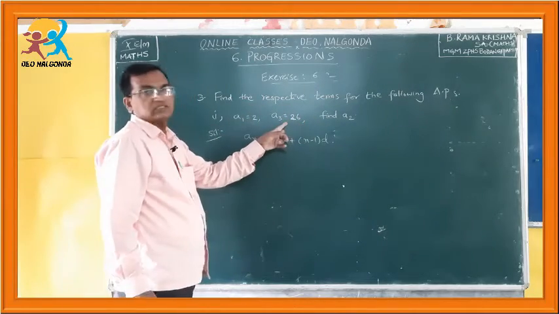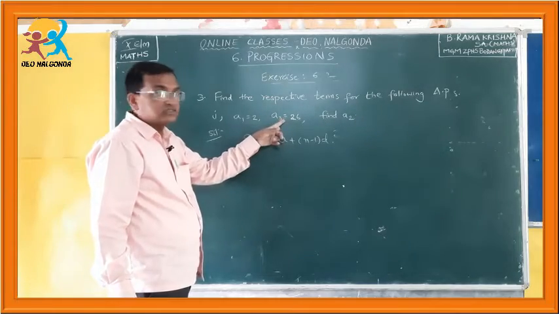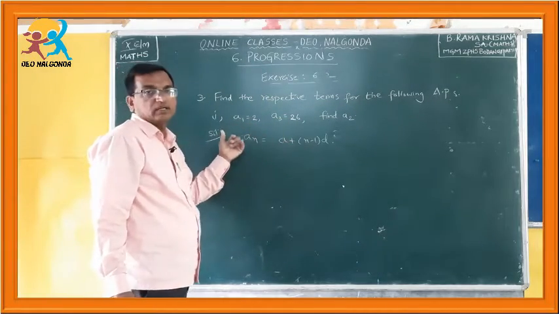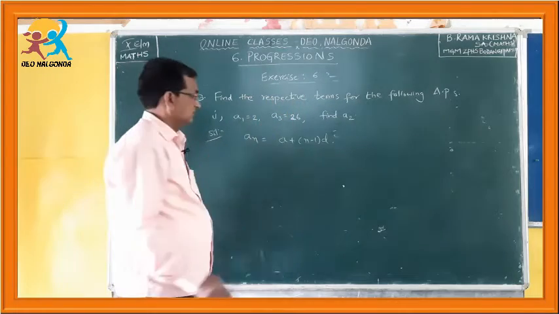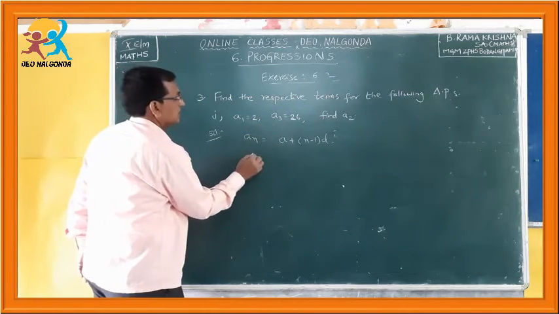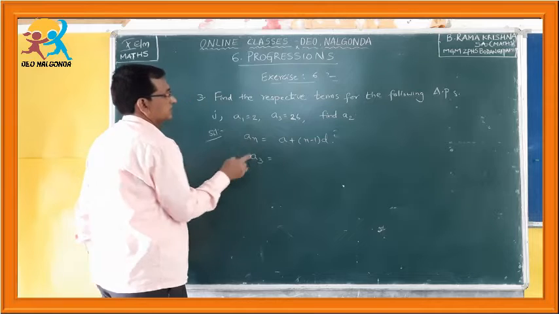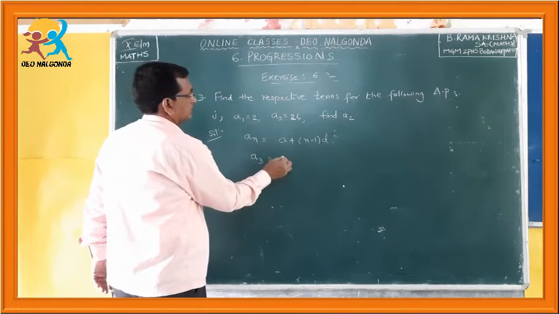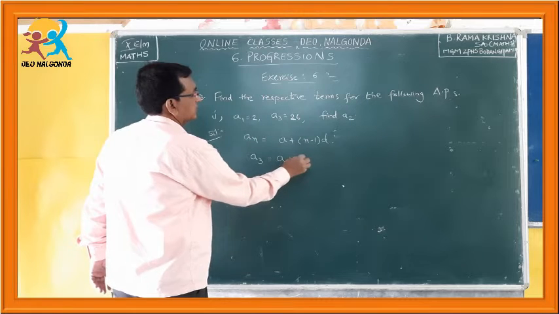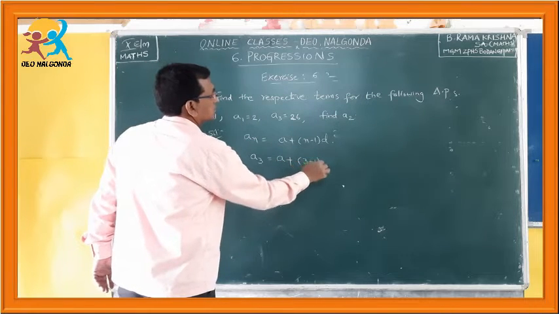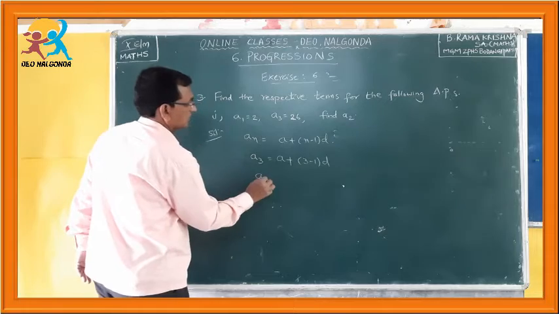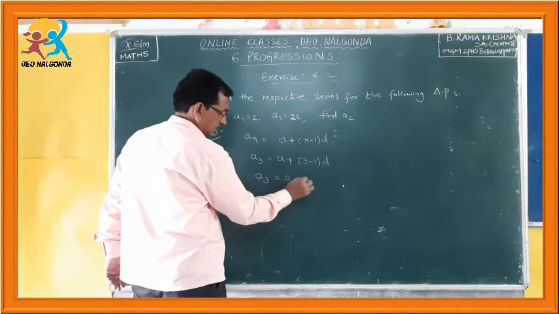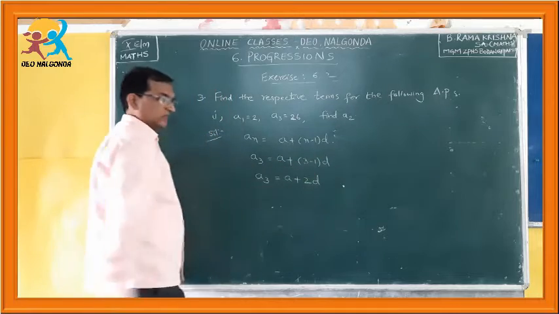A3 is equal to 26, which is given. Using this, you can find out the common difference, and using the common difference, you can find out the second term. Now, A3: if I write 3 in the place of n, the formula becomes A plus 3 minus 1 into d. Whenever the third term is given, you can directly write A plus 2d.